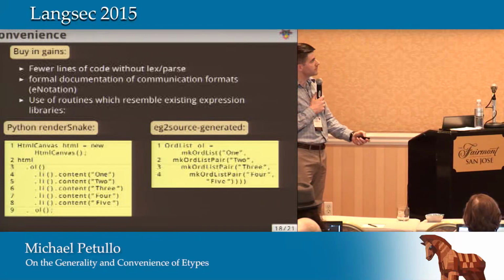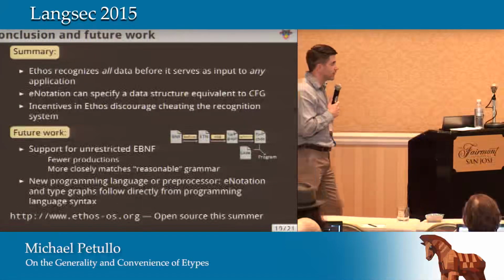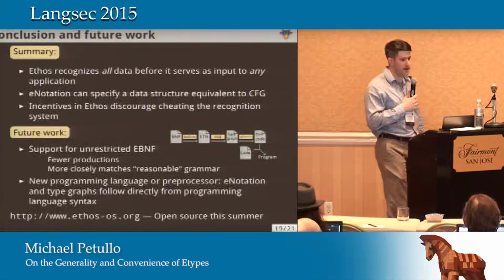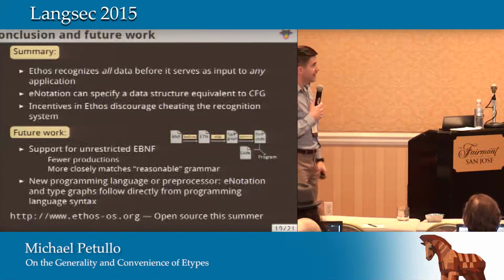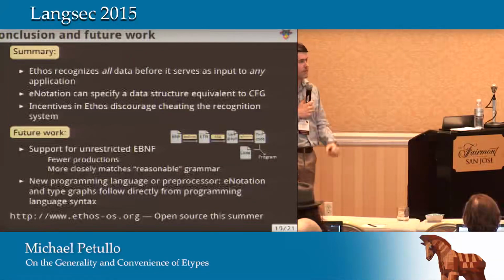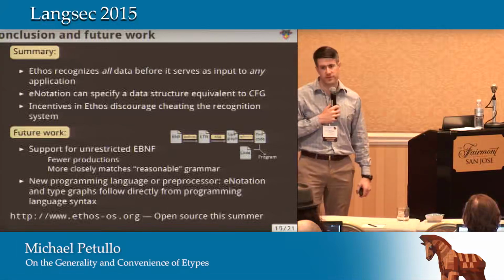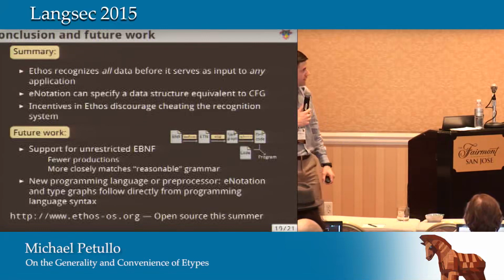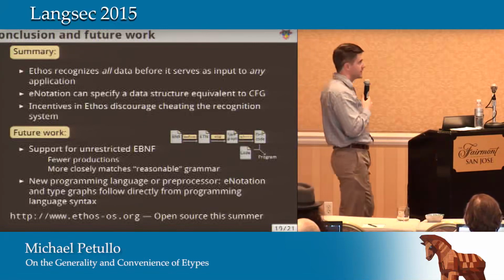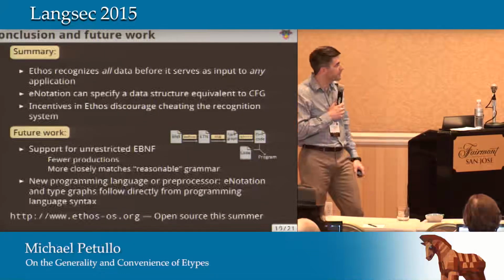All right, so that concludes here. Just to summarize, the key point, which goes back to last year, is that our goal is for the OS itself to recognize all data before it ever serves as input into an application. We're leveraging the idea of complete mediation in the OS, and we're declaring the types of all our OS objects so that this is possible.